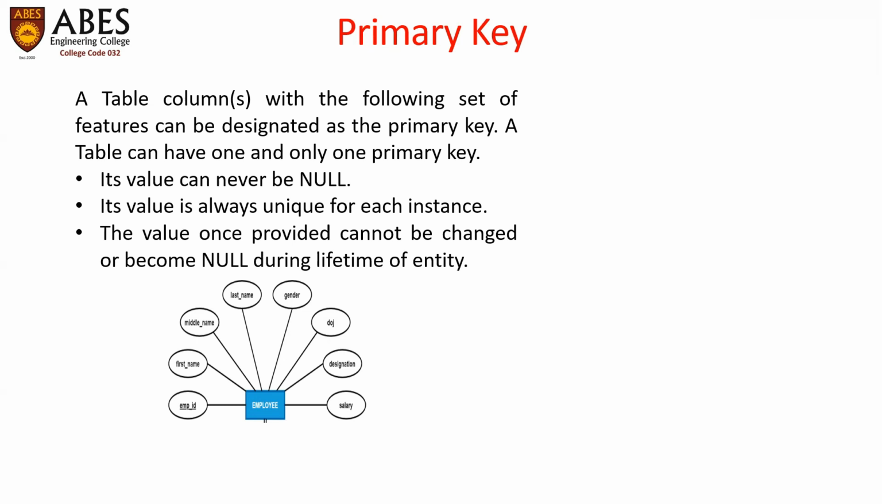So a primary key has certain characteristics: its value can never be null, its value will always be unique, and the value that is once provided cannot be changed or become null during the lifetime of the entity. The value that we have given should remain the same. So such type of attribute is known as primary key.